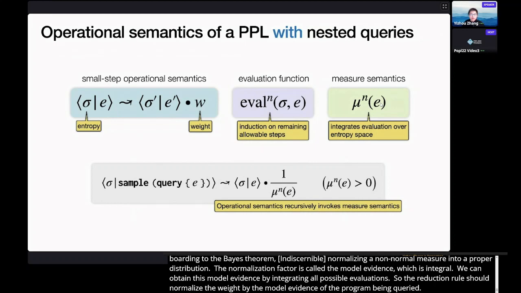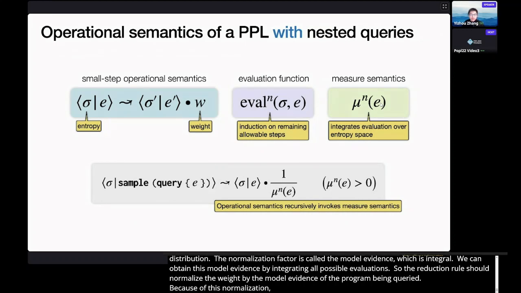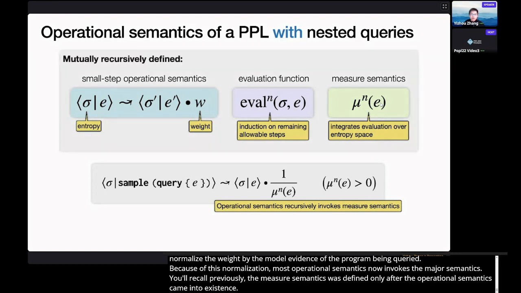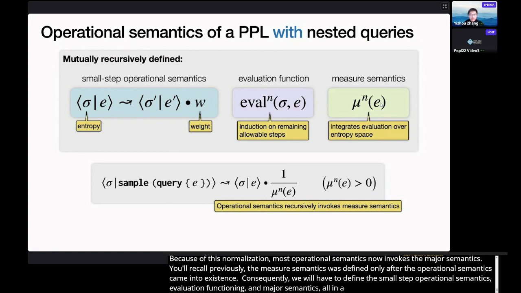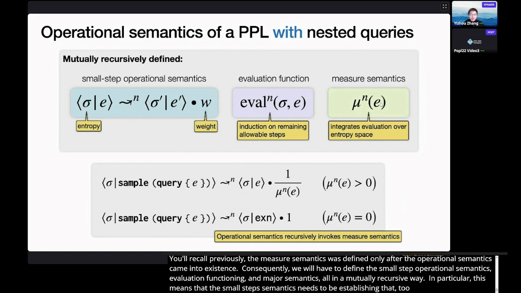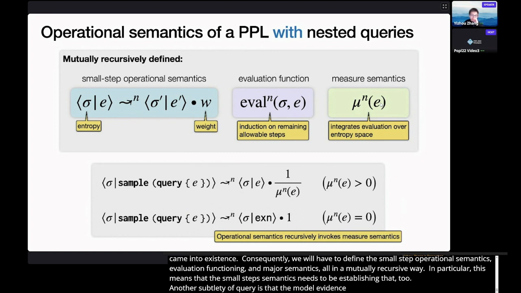Because of this normalization, the small step operational semantics now invokes the measure semantics. But recall that previously, the measure semantics was defined only after the operational semantics came into existence. Consequently, we will have to define the small step operational semantics, the evaluation function, and the measure semantics all in a mutually recursive way. In particular, this means that the small step semantics needs to be step indexed too. Another subtlety of query is that the model evidence, which is the denominator here, may be 0. In this case, a 0 model evidence exception is raised.